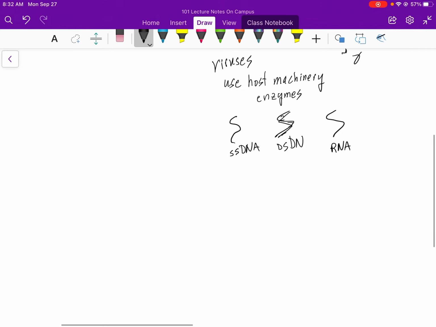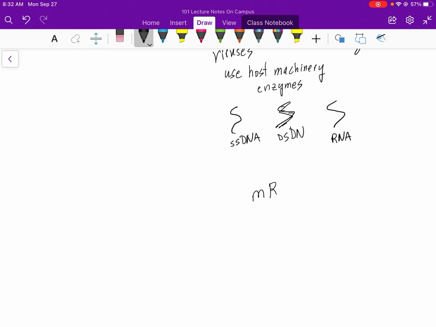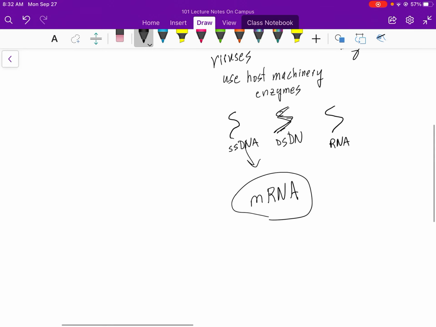The way that viruses are classified is how they get to the mRNA stage. From wherever you are, you have to make messenger RNA from it, and there are some different ways to do that too. That is how viruses are classified.